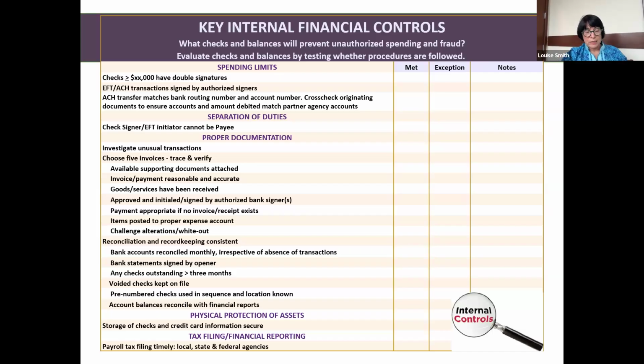Physical protection of assets, storage of your checks and credit card information. Checks should be locked up if you're still using paper checks. And credit card information should be secure, in the computer, in files that only certain people have access to. If you're keeping it on paper, which I don't know anybody who does anymore, again, lock it up.